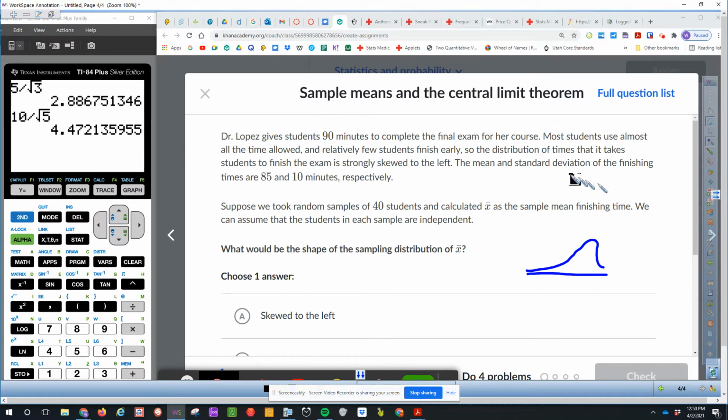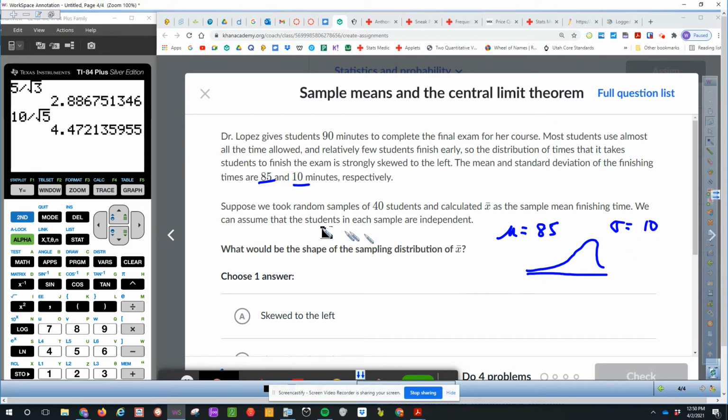So the mean and the standard deviation of the finishing times are 85 and 10. So they tell you that the mean is 85 and the standard deviation is 10. So this is what the population looks like, right? It's a skewed left distribution with a mean of 85, standard deviation of 10. So how would you write that? It'd be like this, right? Mean is 85, standard deviation is 10.